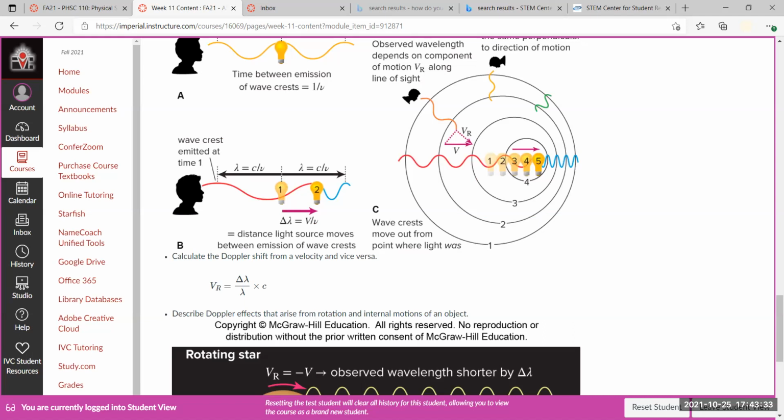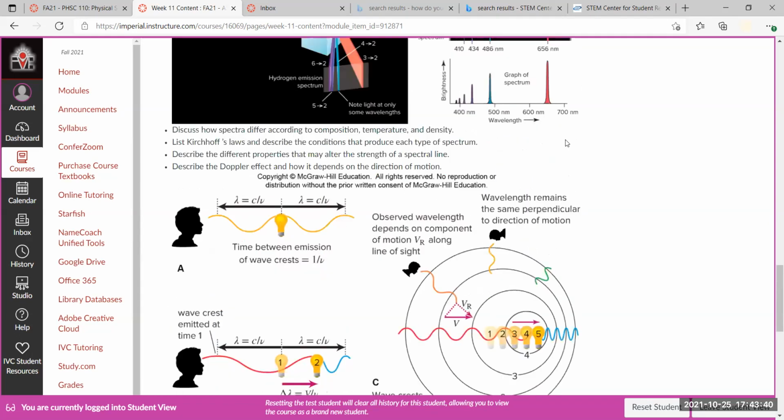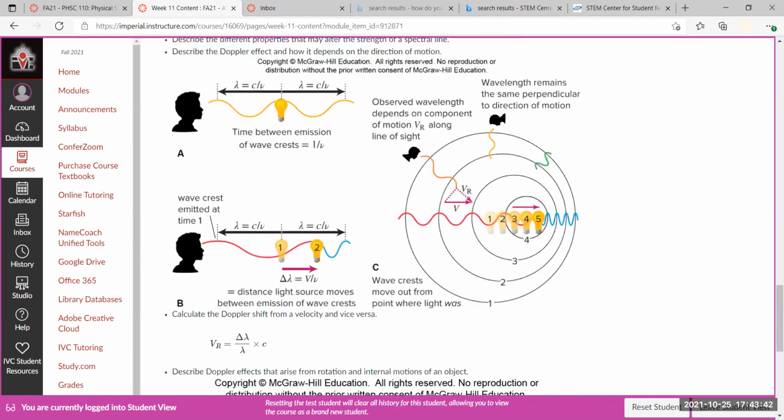So let's do this problem in here. Let's say, for example, we found a galaxy whose wave shift for the red is 4 nanometers. So we can do the math now. Let me stop sharing. Let me share this one.